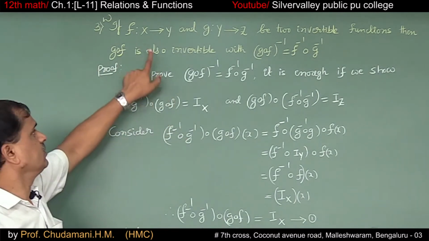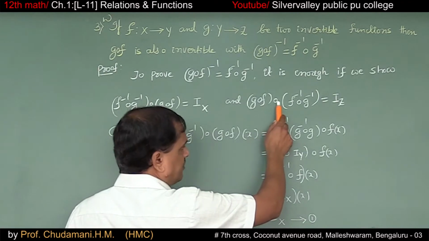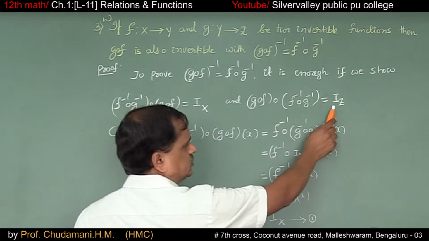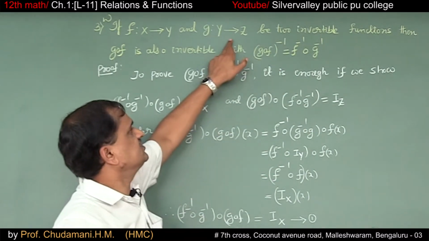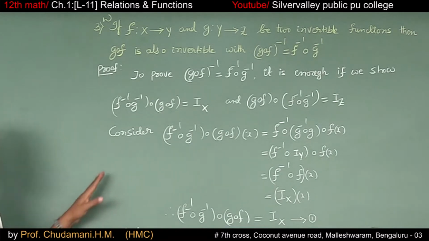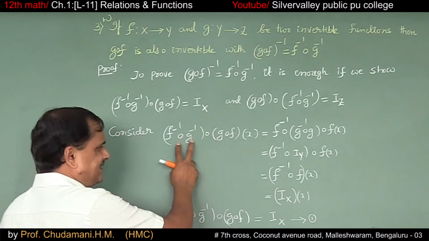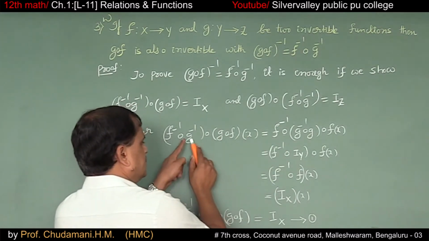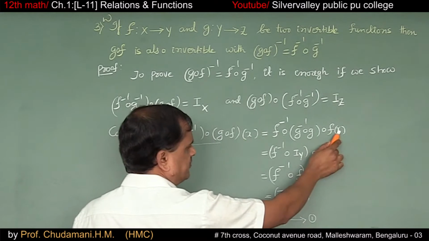We are operating f first, so the domain of f is the set X, and the composition of g∘f and g inverse f inverse is equal to I_Z, the identity function on the set Z. g inverse means, g is Y to Z, g inverse means Z to Y, identity function on the set Z. For that, consider the composition of g∘f and g inverse f inverse of x, which is equal to f inverse composition, I just group these two, g composition g inverse composition f of x.